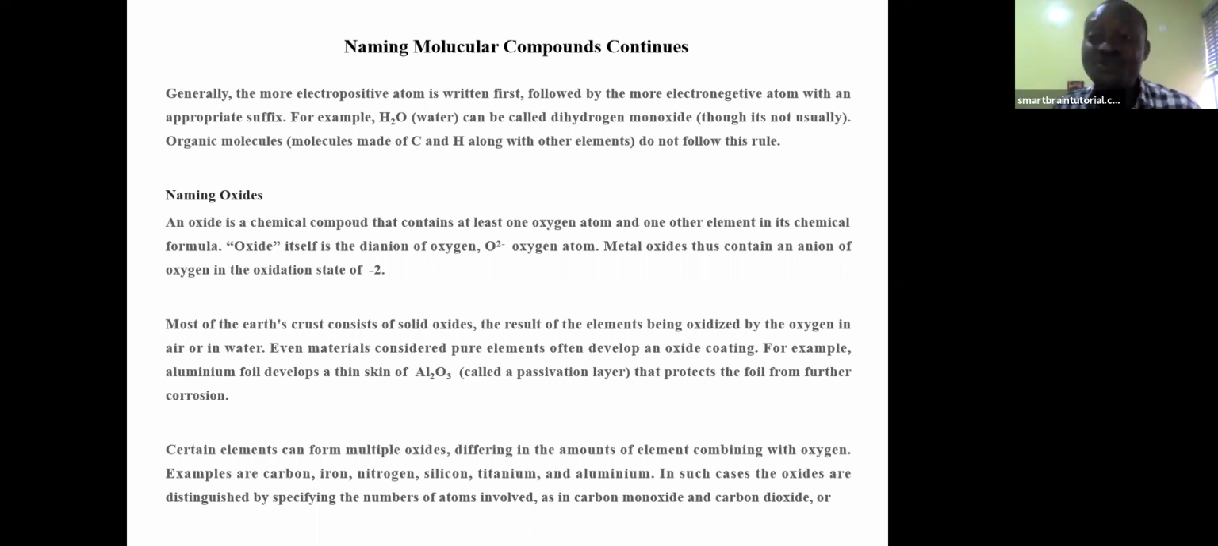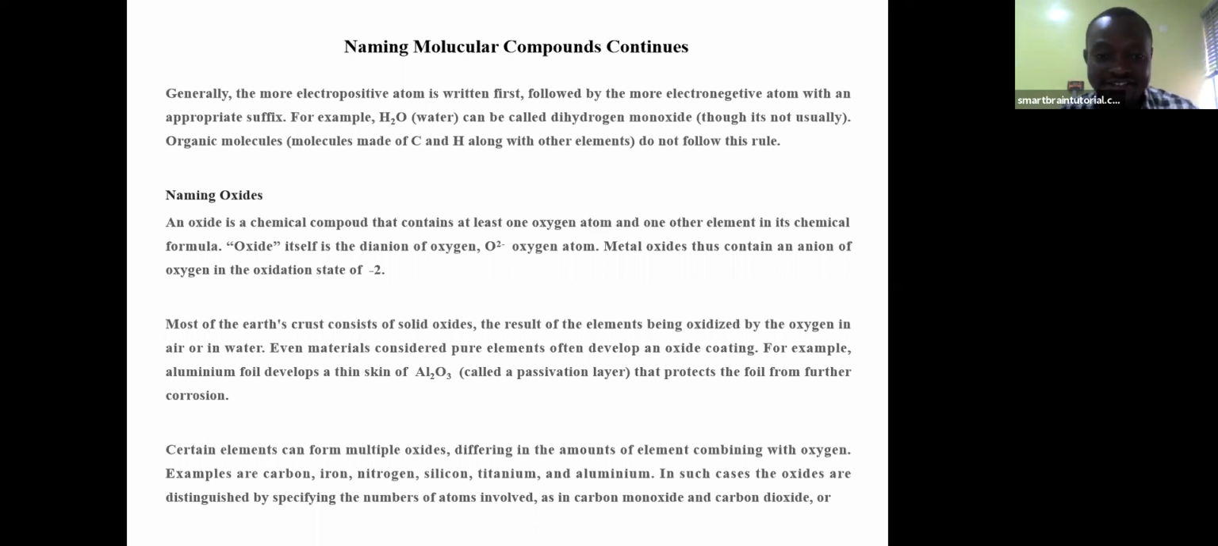But although it is called water, organic molecules, as molecules made of carbon and hydrogen along with other elements, do not follow this rule. When we discuss organic compounds, you will see that the naming of organic compounds and the writing of the structure of organic compounds do not follow this rule, that the more electropositive element comes first.